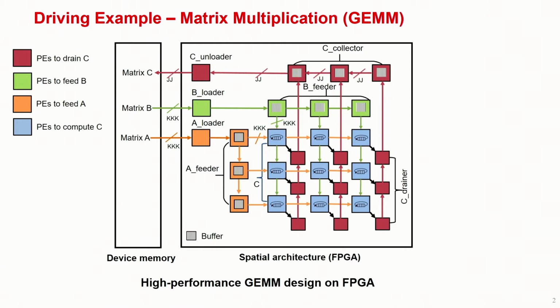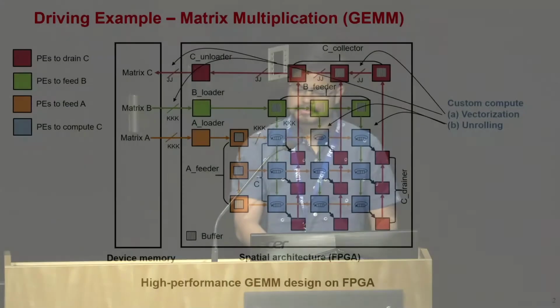Initially, the matrices A and B are stored in the device memory. The boxes shown in orange and green implement the set of PEs which read these matrices A and B from the device memory and feed them to the core systolic array for the computation. The boxes shown in red collect the results from the core systolic array and then write them back to the device memory.